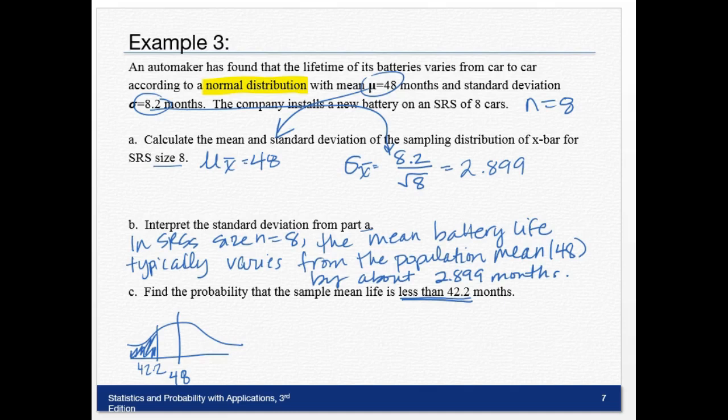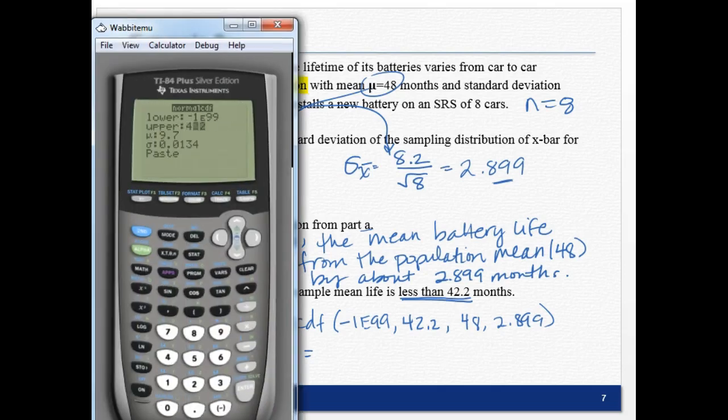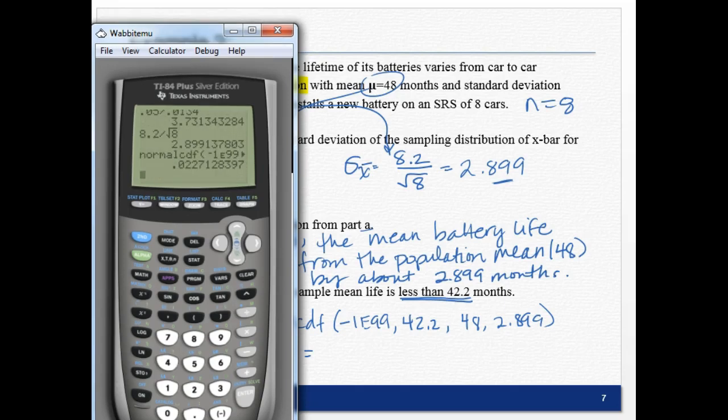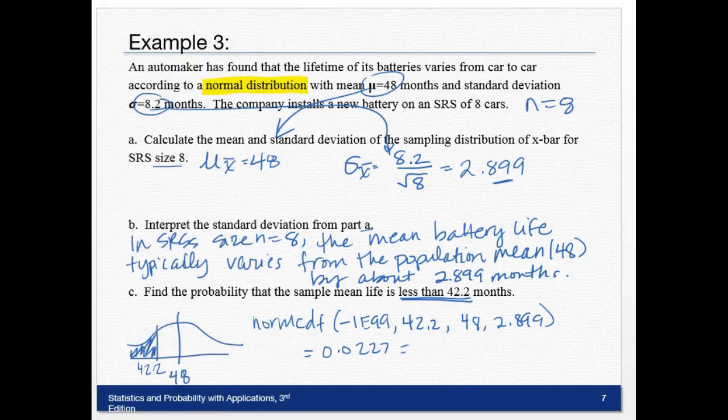All right, so then we put our normal CDF statement. We go to negative infinity, 42.2. Our mean was 48, and our standard deviation from the sample is 2.899. All right, so let's calculate this in our calculator. 0.0227. So what's the probability? That's like a 2.27% chance that it's going to last less than 42.2 months. All right, so that walks you through how we're going to do a sampling distribution problem with means. We'll talk more about this in class.